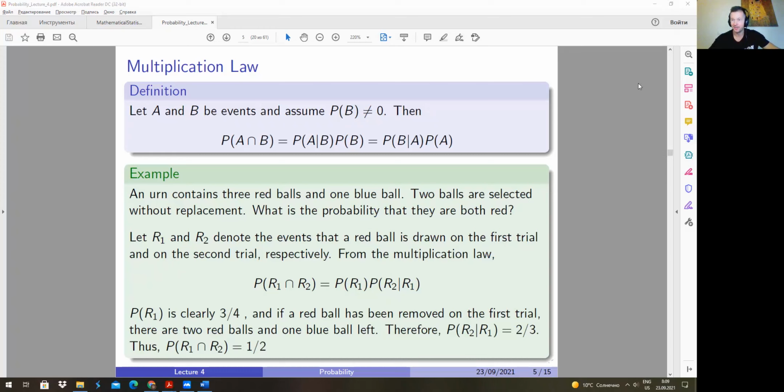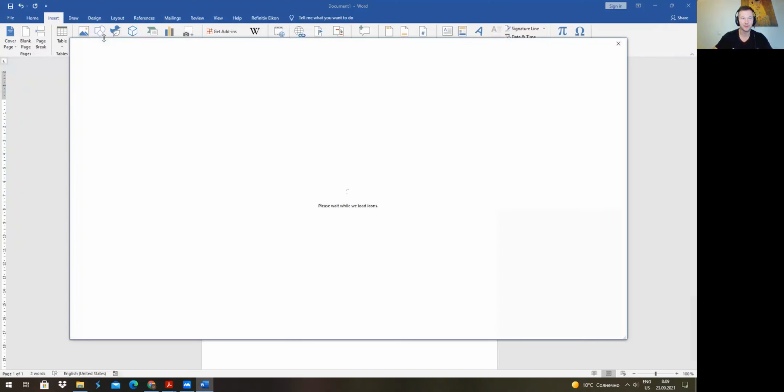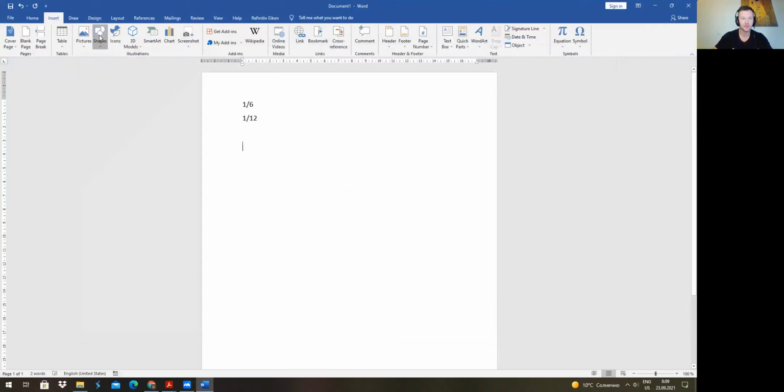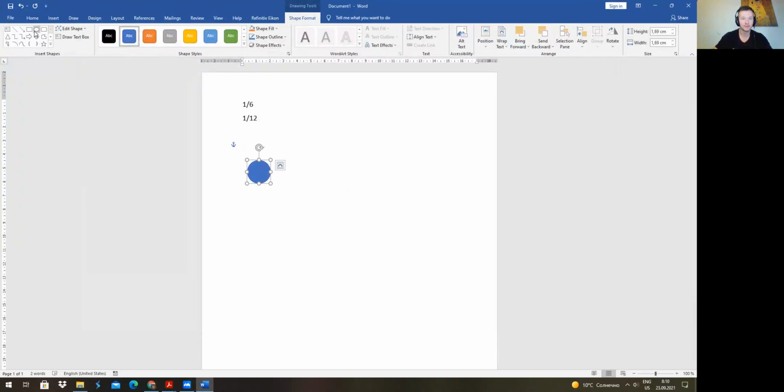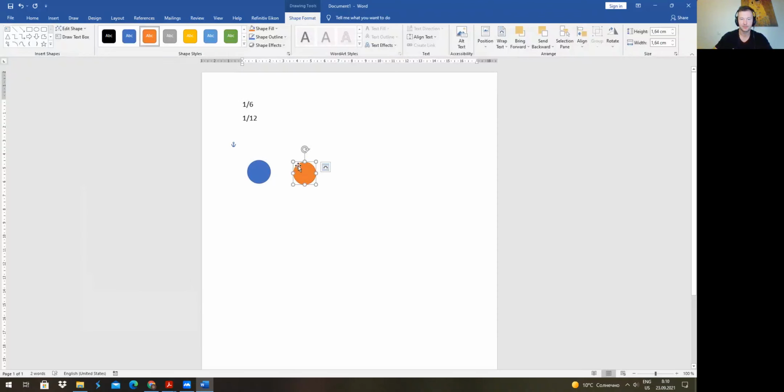So now those who gave answers 1/6, 1/12, do you understand what has happened and why we have 1/2? So once again, look, maybe let me illustrate it. On the first draw, we have 3 red balls and 1 blue. Okay, orange. 1, 2, and 3.